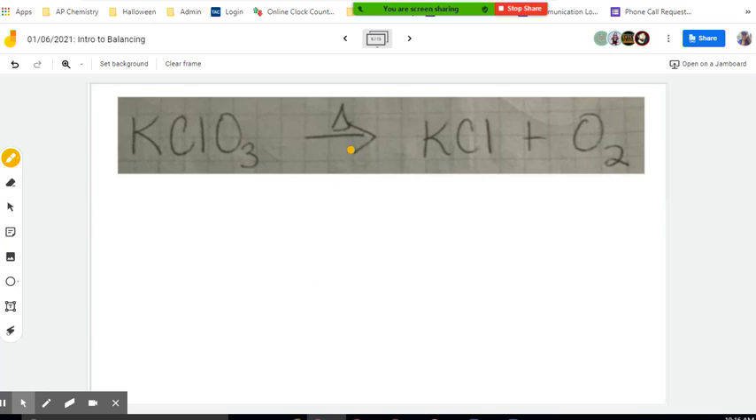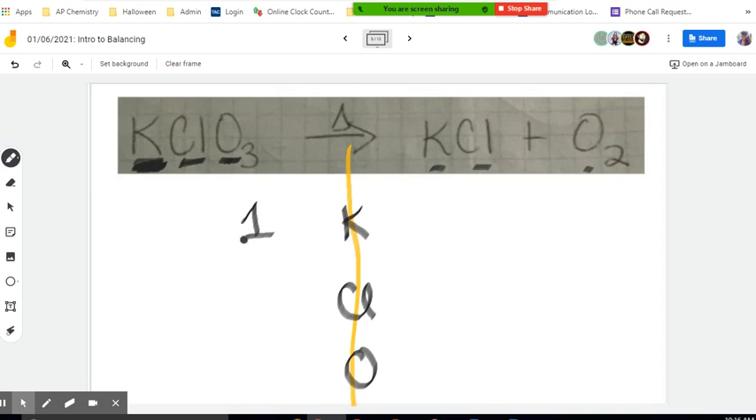Okay, but what you've got here is if we put this line down the middle, you're going to list out what elements individually you have. So I have a potassium, I have a chlorine, and I have an oxygen. Notice that they are the same elements on both sides. Okay, so what you do now is you have to count them up. So how many Ks do I have on my reactant side? I see 1. So we're going to put a 1 there.